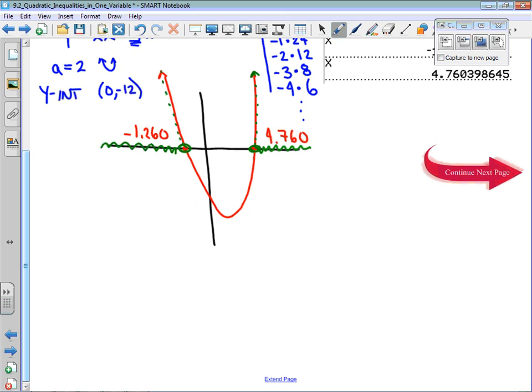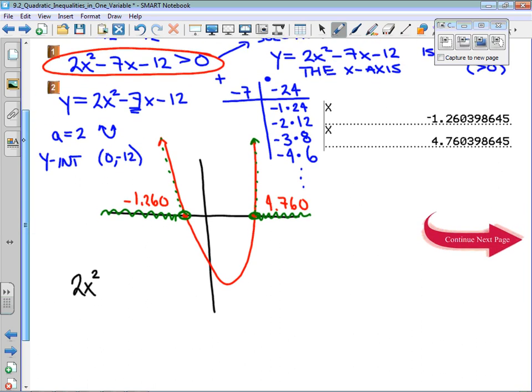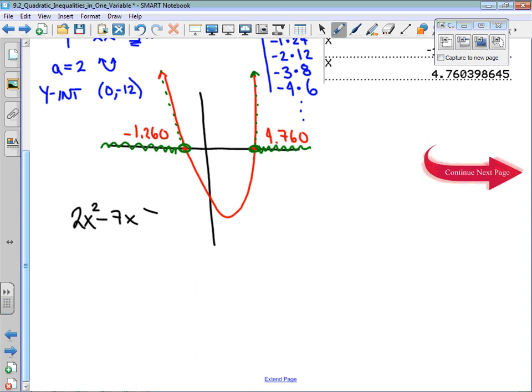So the solution, and I want to write out the full equation, and it's a little bit weird to see, the solution to 2x squared, I forgot already, minus 7x is greater than 12 is when x is greater than 4.760 or when x is less than negative 1.260.